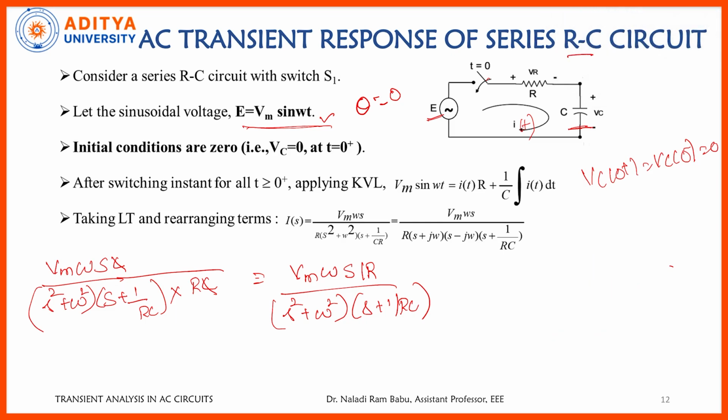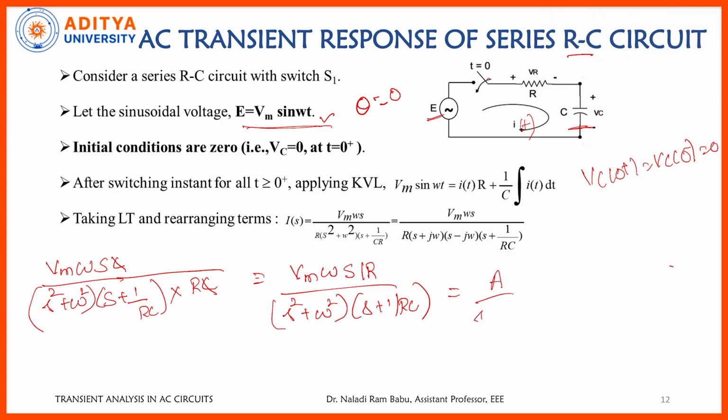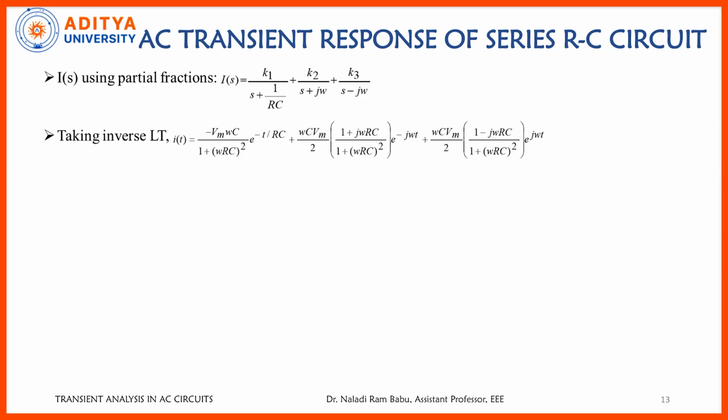Now I am splitting into partial fractions. A divided by s plus j omega, plus B divided by s minus j omega, plus C divided by s plus 1 by RC. Now I have to do the partial fractions method and find out the values of A, B, C, so that I can substitute them in this expression. Now I am solving this part.